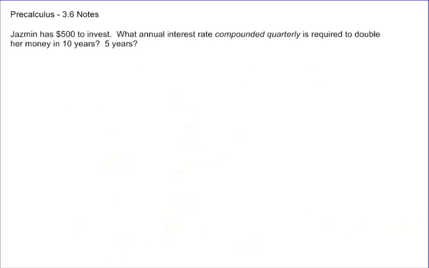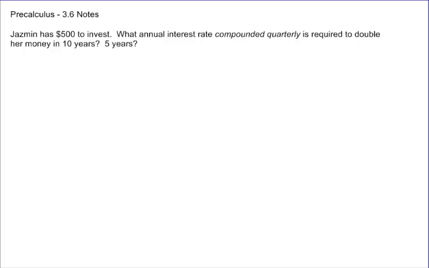Okay, so here's a typical word problem that you can see in these financial parts. Jasmine has $500 to invest, and she wants to double her money in 10 years. So what annual interest rate, compounded quarterly, is required to double her money in 10 years? And then again, what about doubling in 5? So we don't know what the R value is in this case.